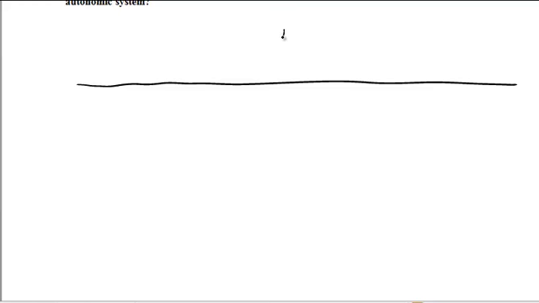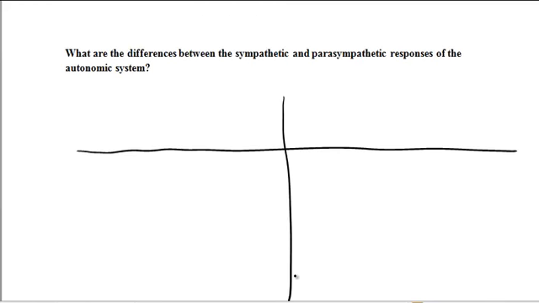So we're not looking at the structure of the system, we're just looking at what they control in terms of our responses to stimuli. So we'll divide the page into a nice T-chart, and we'll put sympathetic here, and over on this side, parasympathetic.